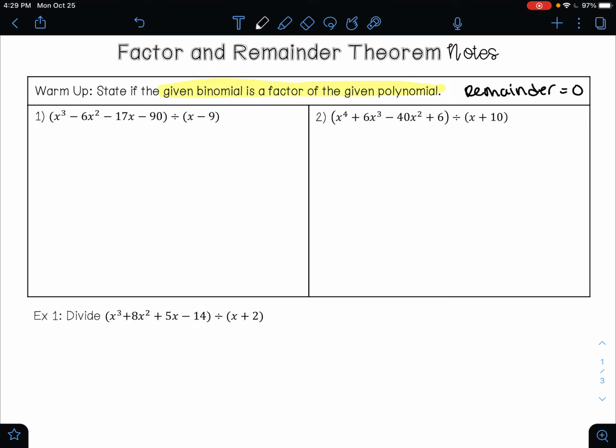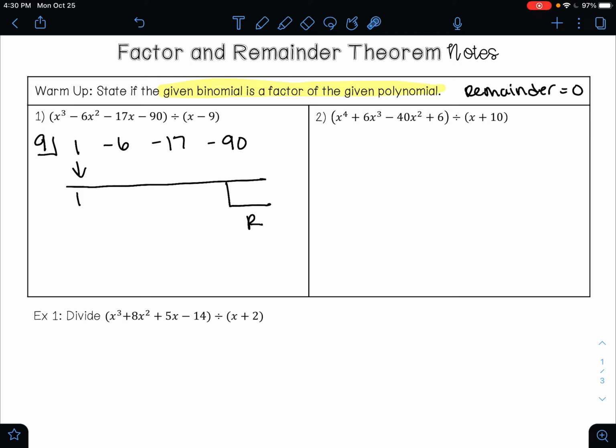For example 1, my polynomial is written in standard form and there are no missing terms, so I'm going to write down those coefficients. My coefficients are 1, -6, -17, and -90. Inside of this box is going to be +9. Again, that comes from this term right here. If I were to solve this for x, we would get 9. I'm going to bring down my first term of 1, and whatever I have last over here will be my remainder.